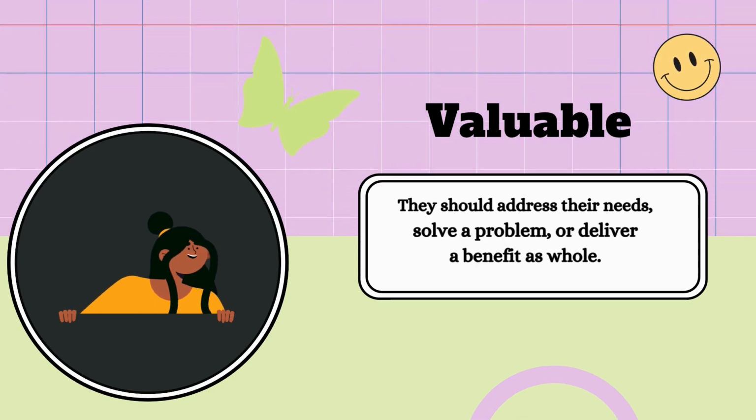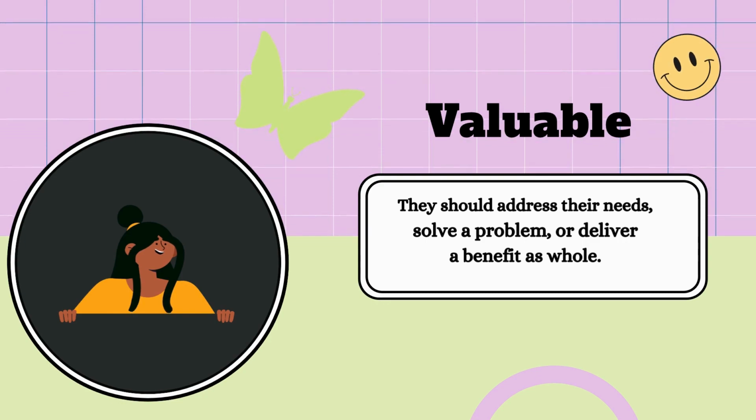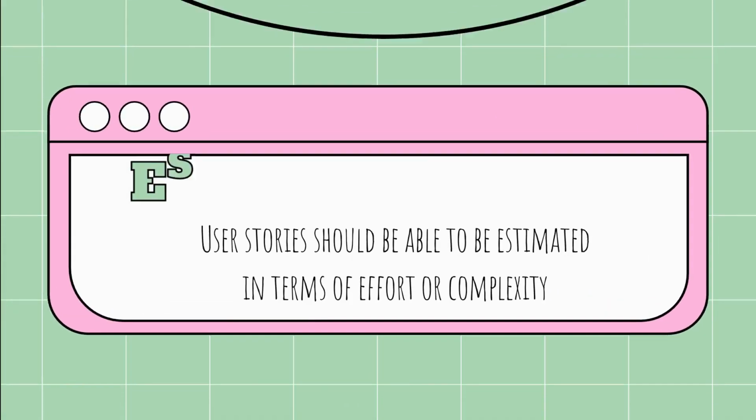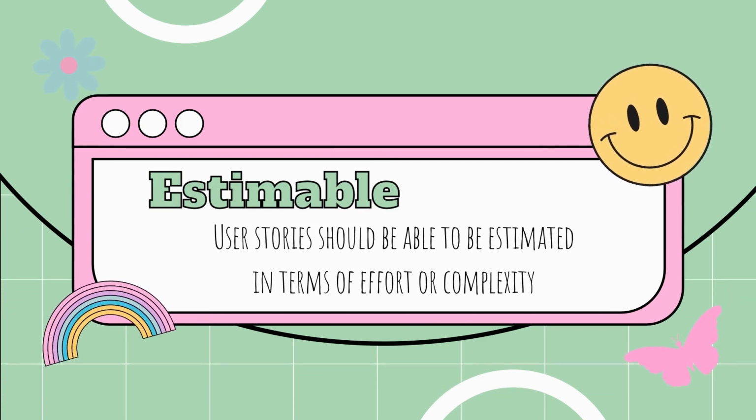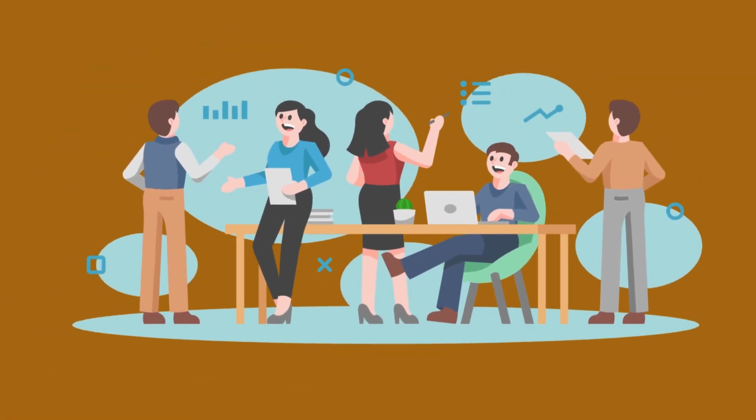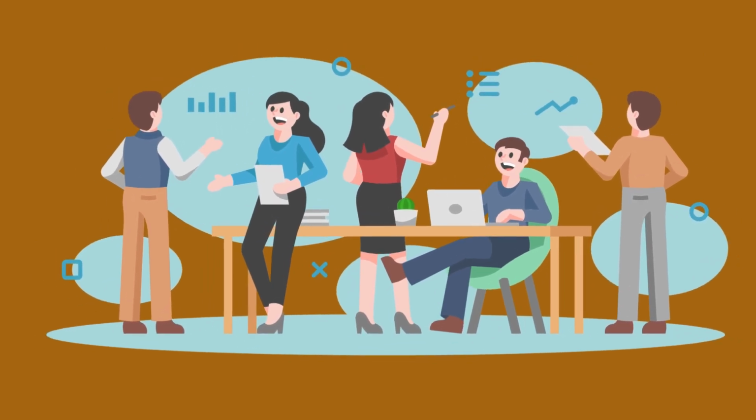Valuable. User stories should provide value to the end users or customers. They should address their needs, solve a problem, or deliver a benefit as a whole. Estimable. User stories should be able to be estimated in terms of effort or complexity. This helps the development team in planning and prioritizing their work.